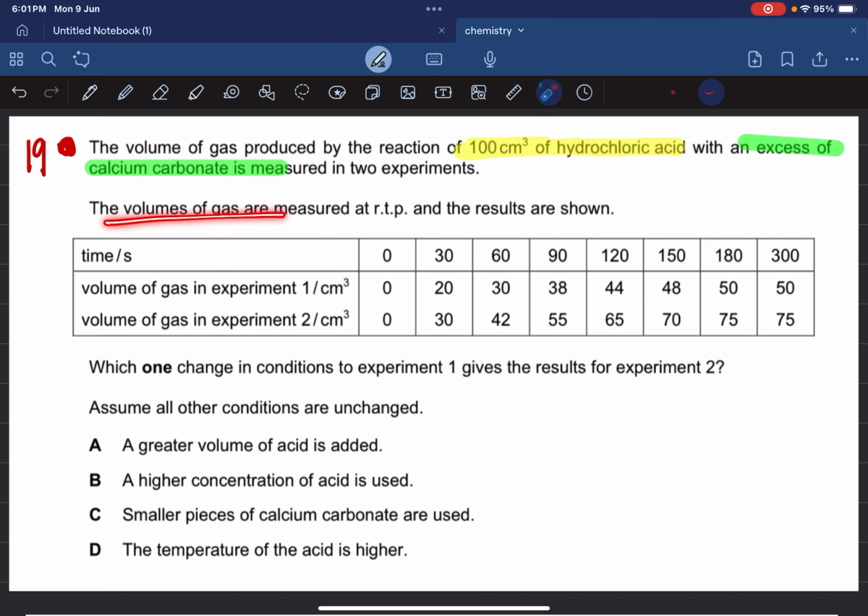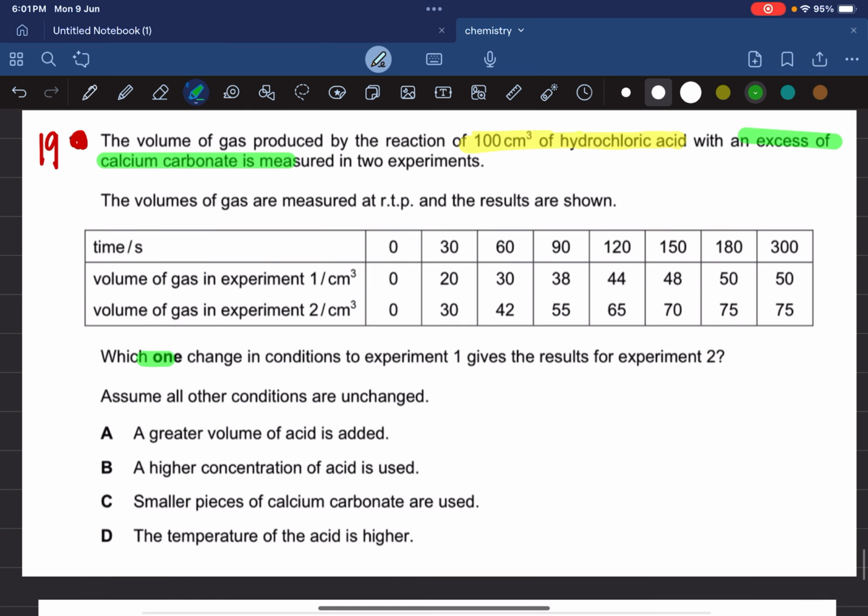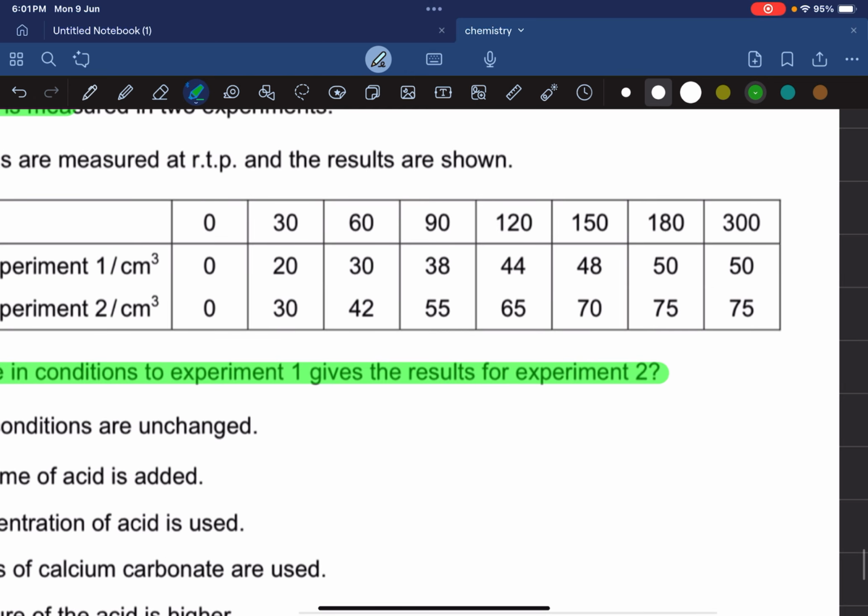Now the volume of gases are measured at RTP shown. Okay, we know that we're taking a carbonate and an acid, carbon dioxide is going to be formed. Okay, now we have two experiments. Now, which one change in the conditions to experiment 1 gives the results in experiment 2? Let's see. Firstly, in experiment 1, I have produced 50 cm cube of gas. In experiment 2, I have 75 cm cube of gas.